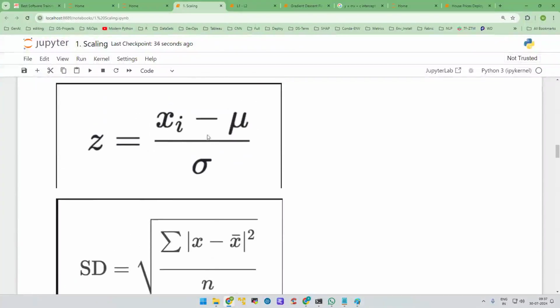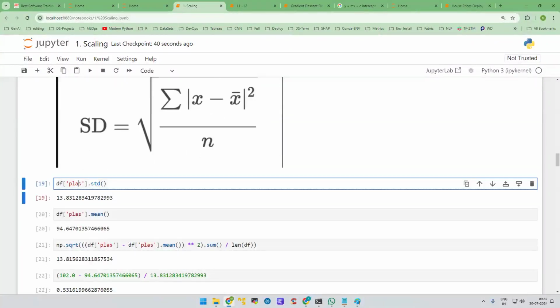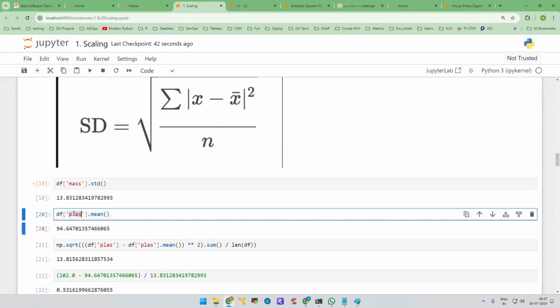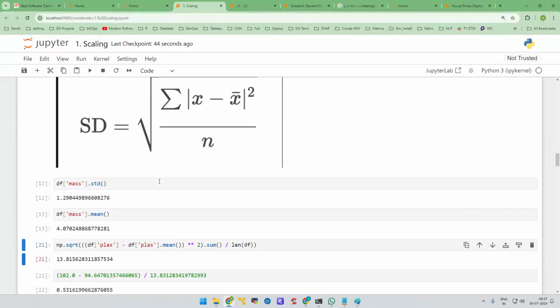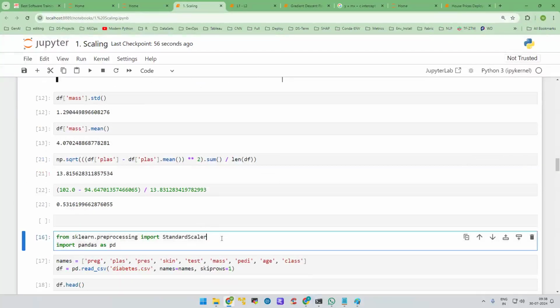What we need is each value, and we have the mean and standard deviation to calculate. So go with that one. What are the standard deviation and mean for this particular column? I am taking this to cross check whether it works or not. So the standard deviation is 1.29 something, and the mean is 4.07 something, for the same data set.